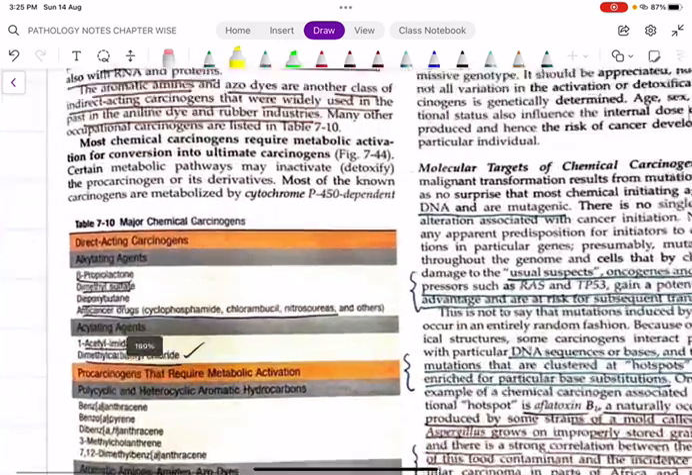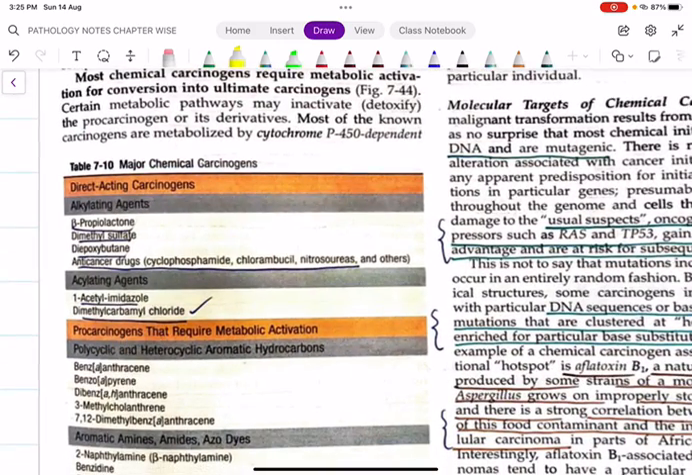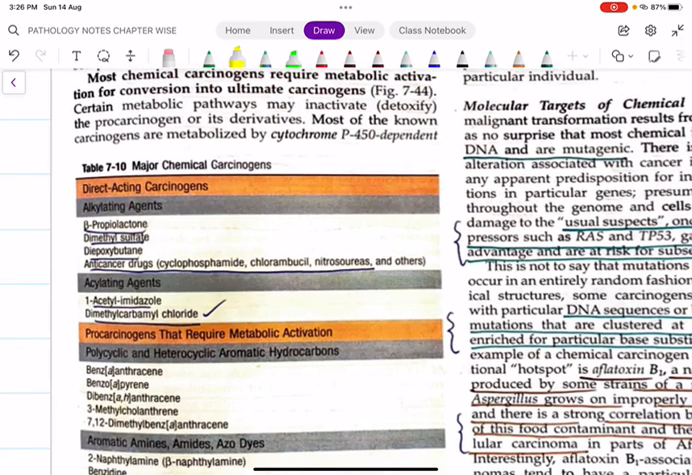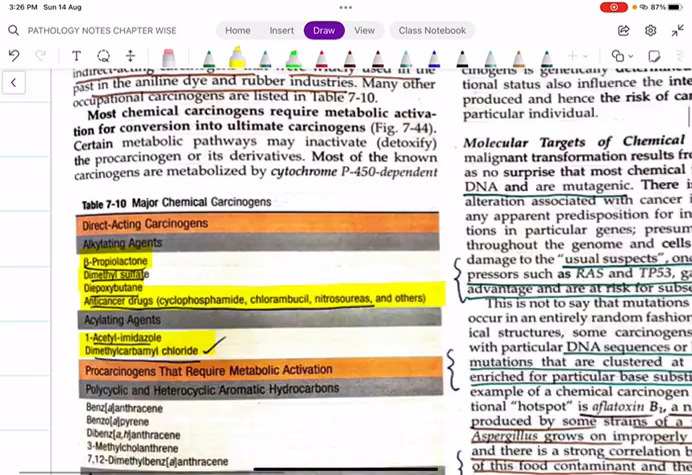Let us go through the examples of direct acting carcinogens. That means the alkylating agents and the acylating agents. Out of that, the most important are dimethyl sulfate, propiolactone, diepoxybutane, anti-cancer drugs like cyclophosphamide, chlorambucil, nitrosoureas, and others. Among acylating agents, we have 1-acetyl imidazole and dimethyl carbamyl chloride.